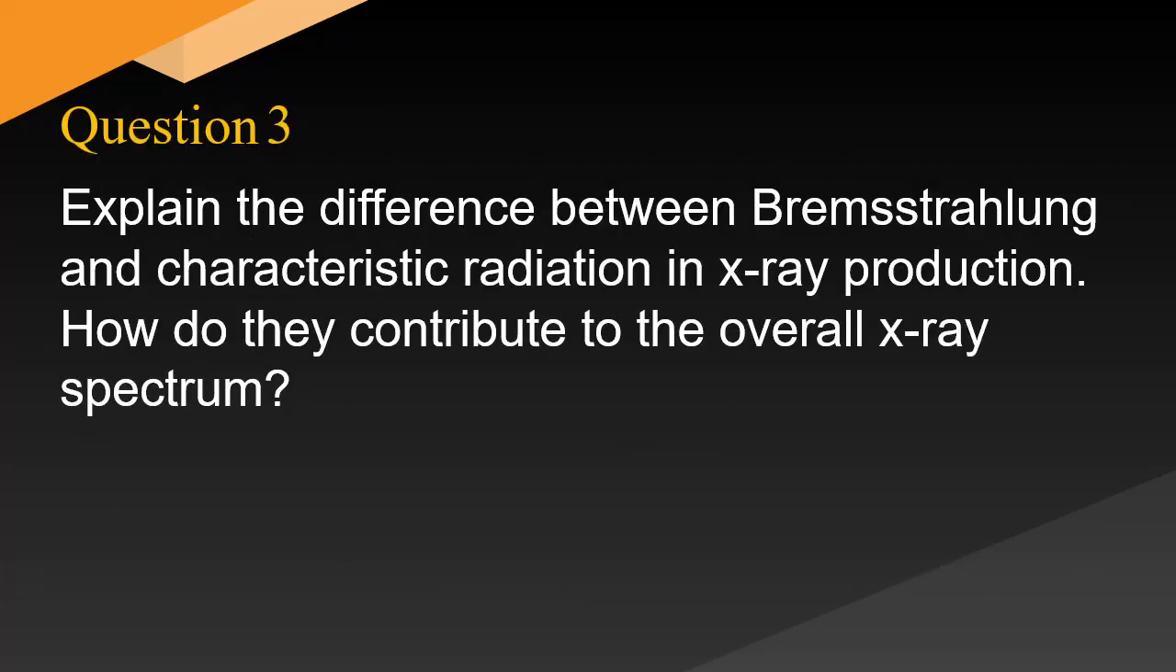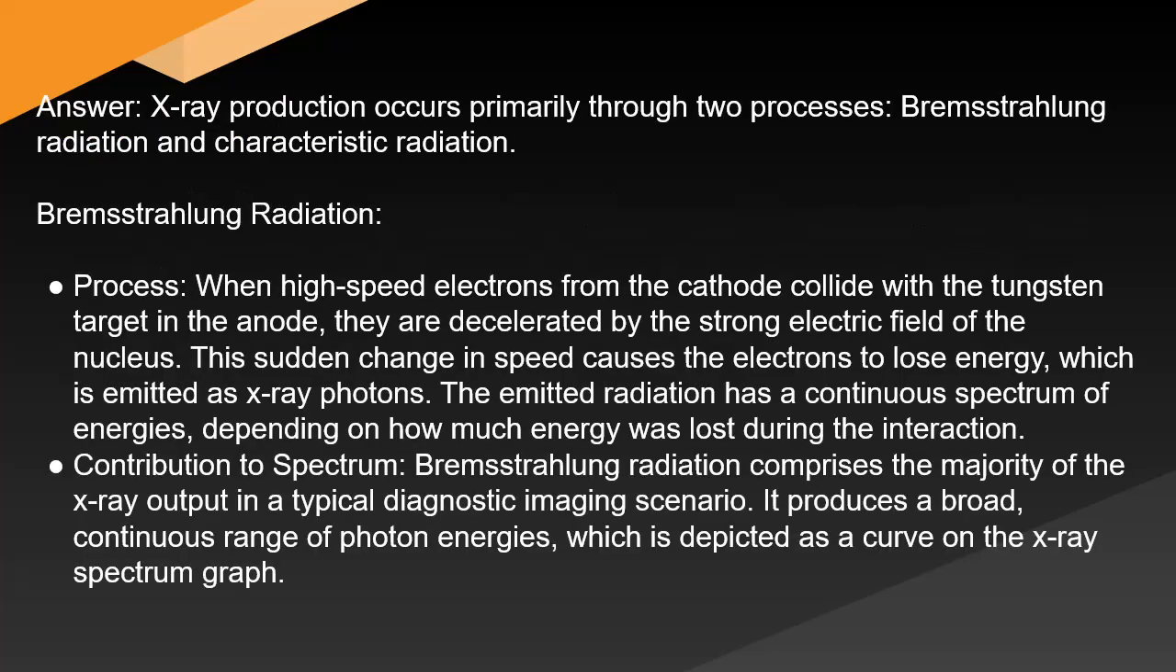Explain the difference between bremsstrahlung and characteristic radiation in X-ray production. How do they contribute to the overall X-ray spectrum? Answer: X-ray production occurs primarily through two processes: bremsstrahlung radiation and characteristic radiation. Bremsstrahlung radiation process: when high-speed electrons from the cathode collide with the tungsten target in the anode, they are decelerated by the strong electric field of the nucleus. This sudden change in speed causes the electrons to lose energy, which is emitted as X-ray photons. The emitted radiation has a continuous spectrum of energies depending on how much energy was lost during the interaction.